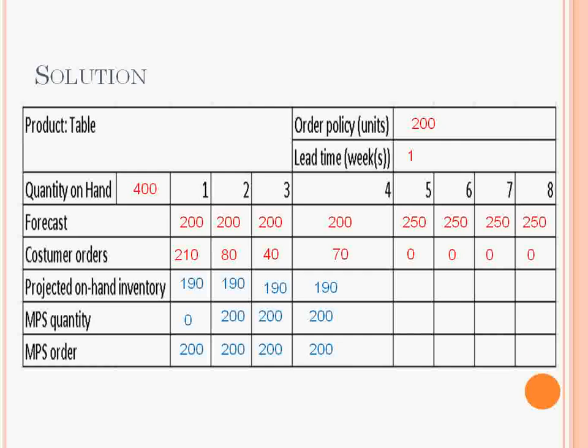At the beginning of the 5th period, we get 200 tables from the assembly department together with the on-hand inventory from the last week. We have 390 tables again. If we sell 250, the projected on-hand inventory changes to 140.